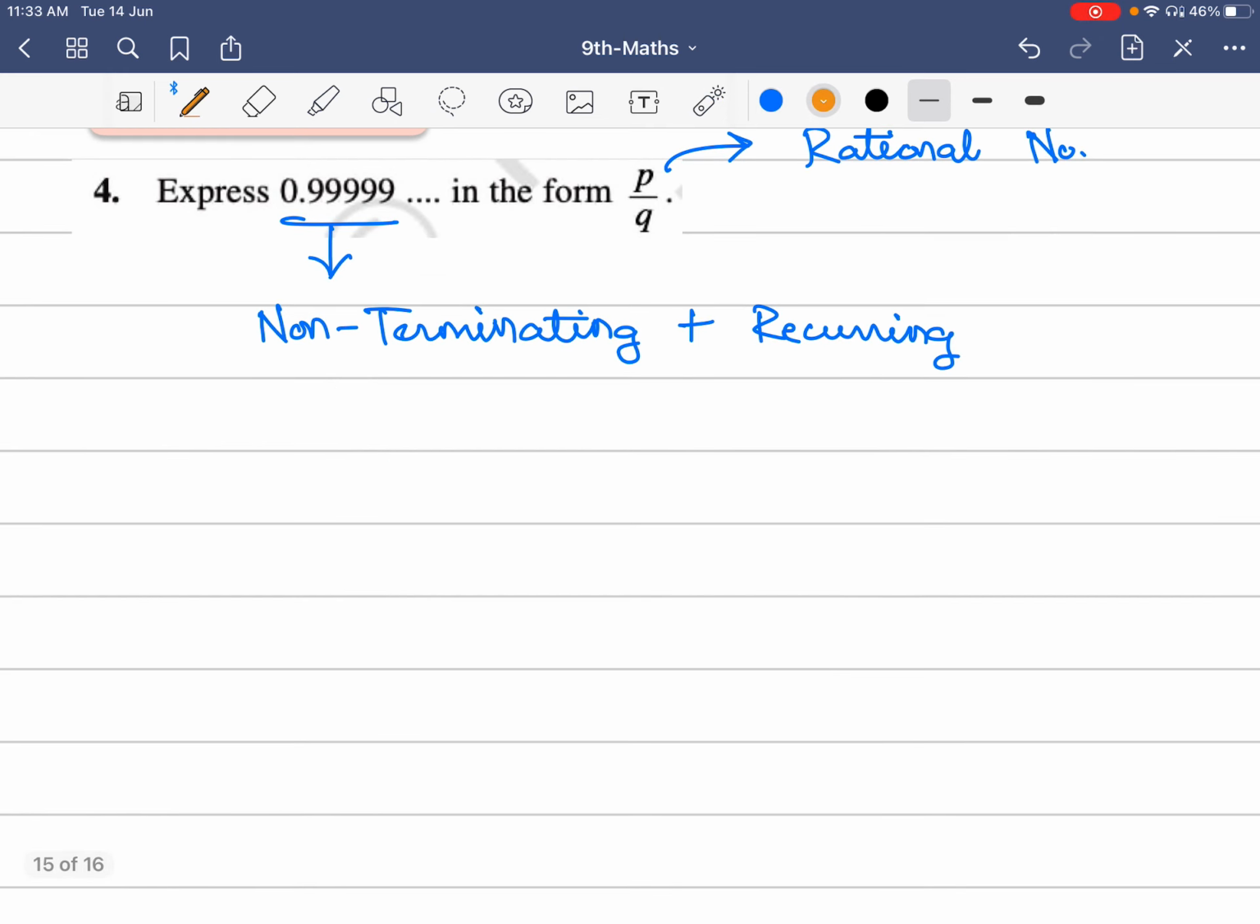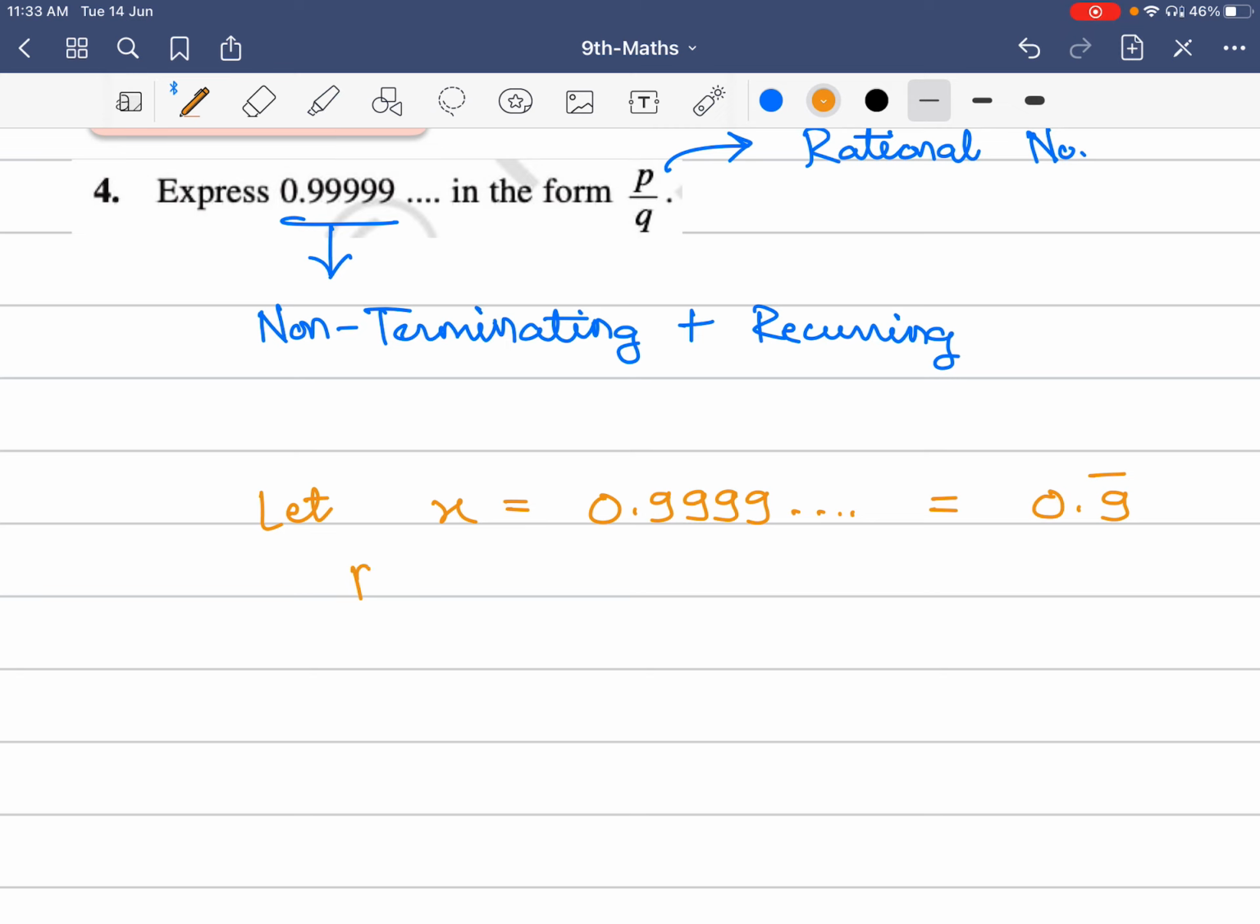So let x be equal to 0.9999 dot. In a short form we can write it as 0.9 bar. This bar indicates that this digit is repeating indefinitely. Now what we do is we see the number of digits under the bar. The number of digits under the bar is 1. There is just one digit under the bar, so we multiply both the sides of the equation by 10.